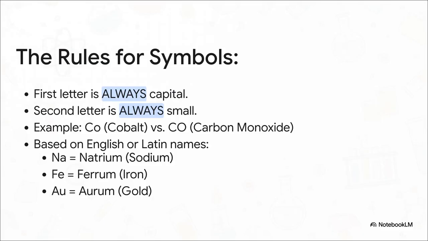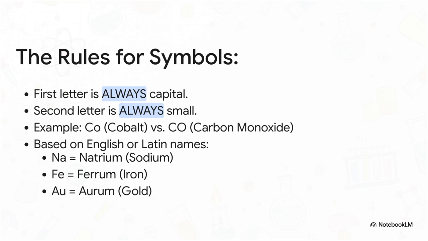And the rules for writing them, super simple. Rule 1, the first letter is always a capital. Rule 2, if there's a second letter, it's always lowercase. And you might think, what's the big deal? Well, it's absolutely crucial. Look at the example. Co with a little o is the element cobalt, but CO with a big O, that's carbon monoxide, a completely different and kind of dangerous compound.